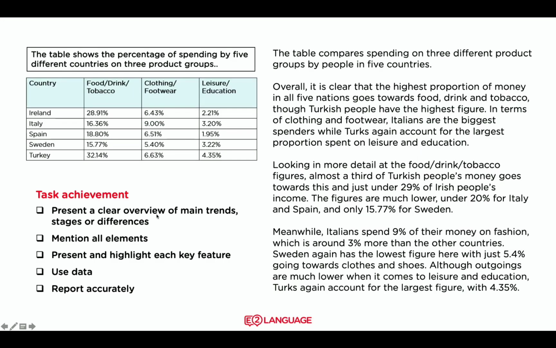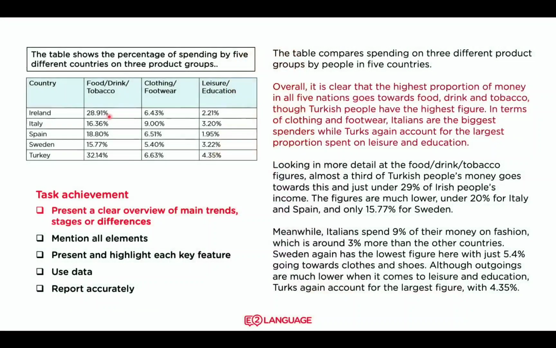So have I presented a clear overview of the main trends, stages, or differences? Here it is, quite a big one. Overall, it is clear that the highest proportion of money in all 5 nations goes toward food, drink, and tobacco. So this category here. And I'm using present tense because there's no date on this table. So it would be okay to use past tense because clearly the data was collected in the past, but present tense is also good.